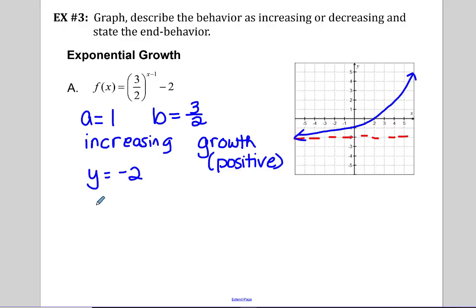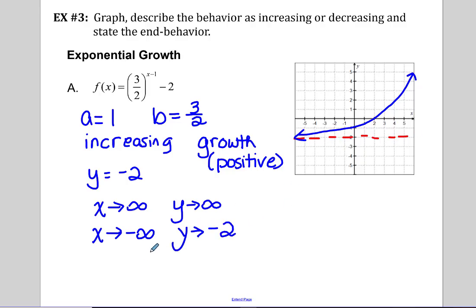So we're increasing, we've got positive growth, and they want us to say the end behavior. As x goes to the right, y goes up, so we're lying above the horizontal asymptote. And as x goes left, y is going to tend toward the horizontal asymptote at negative 2. So positive growth.